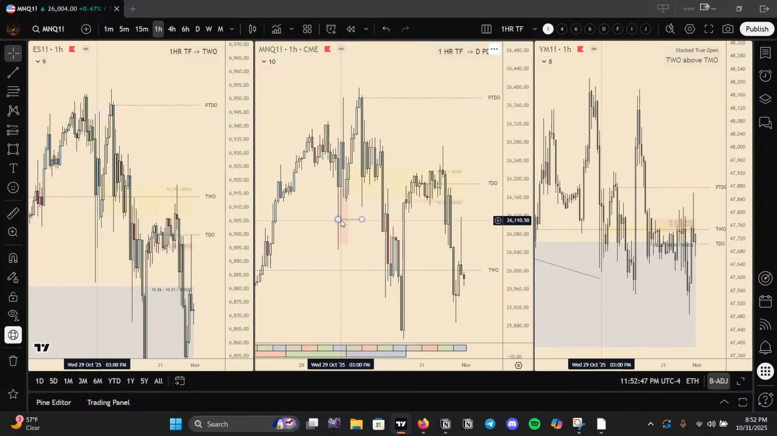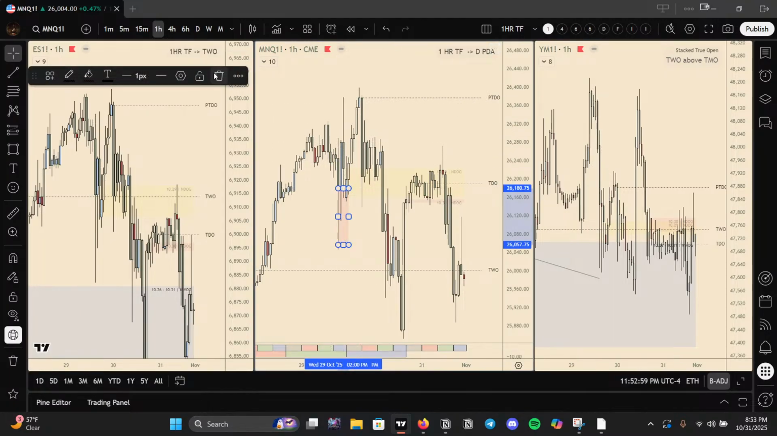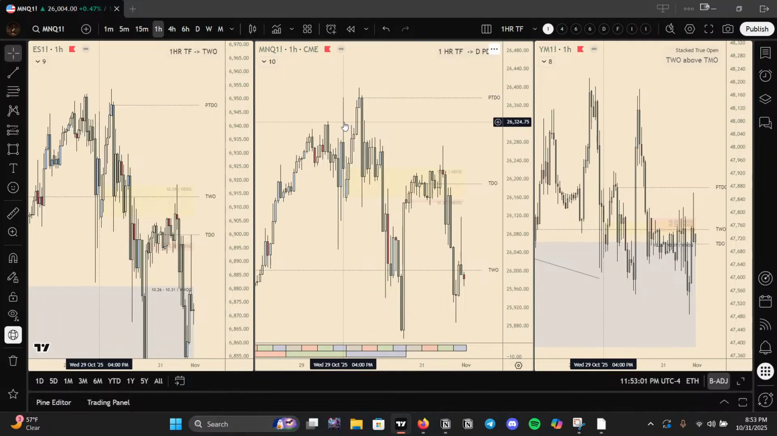If possible, which it does break past it a little bit. Then price trades up more and ends the trading day creating actually sequential SMT, right?